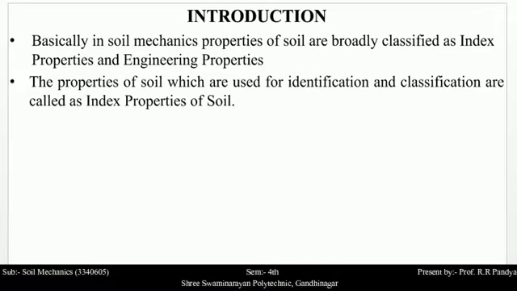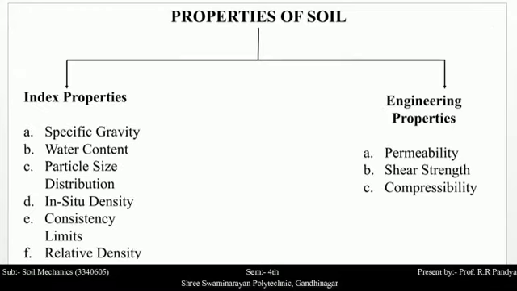The properties of soil which are used for identification and classification are called index properties of soil. The index properties are defined as specific gravity, water content, particle size distribution, in situ density, consistency limit, and relative density. While the engineering properties are permeability, shear strength, compressibility, etc.